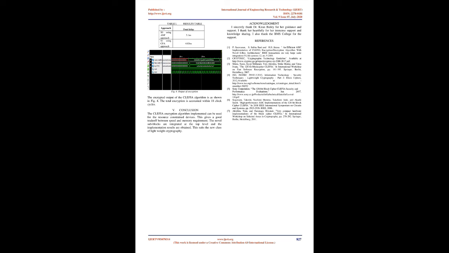V. Conclusion. The CLEFIA encryption algorithm implemented can be used for resource-constrained devices. This gives a good trade-off between speed and memory requirement. The novel sub-blocks are integrated at the top level and the implementation results are obtained. This suits the new class of lightweight cryptography.